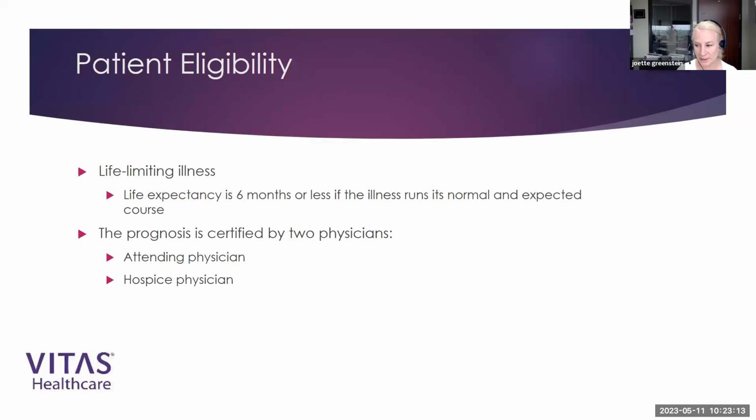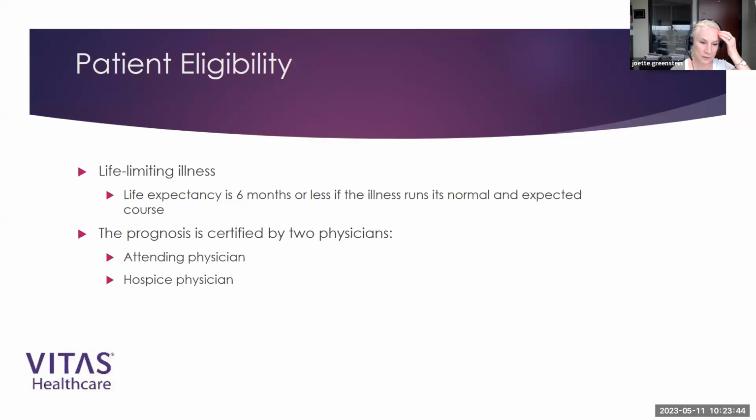So let's talk a little bit about patient eligibility. Patients are appropriate for hospice when they have a life-limiting illness, when a life expectancy is 6 months or less, if the illness runs its normal and expected course. So this is a prognosis that is certified by two physicians. Ideally, it is the attending physician and the hospice physician. Those two physicians need to decide that, yes, the patient is appropriate.